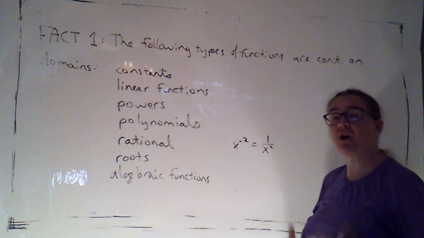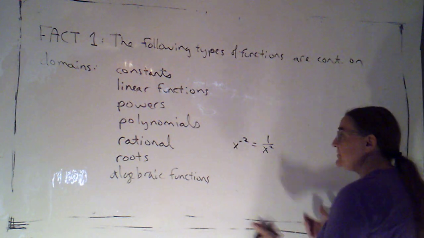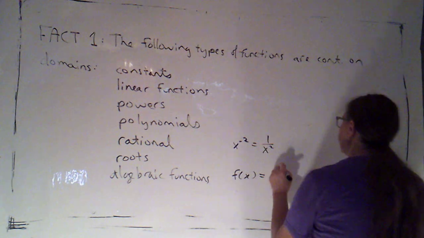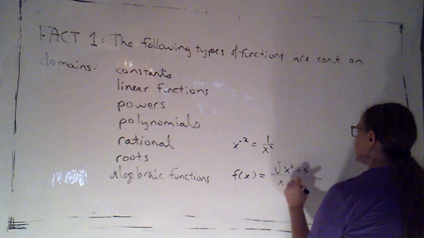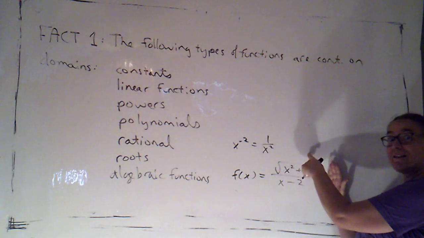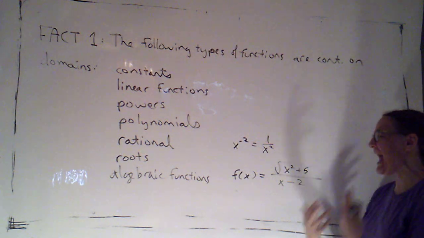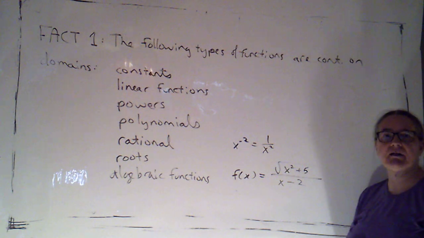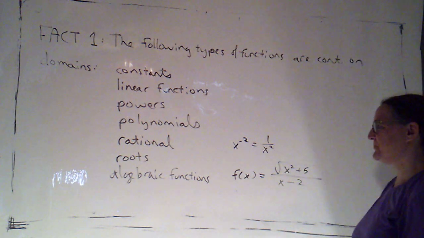Algebraic functions are functions that I can build out of polynomials and roots. So I could have something like f of x equals the square root of x squared plus 5 over x minus 2. The top is the square root of a polynomial, the bottom is a polynomial. I built this out of polynomials and roots by just using some combination of arithmetic and function composition.